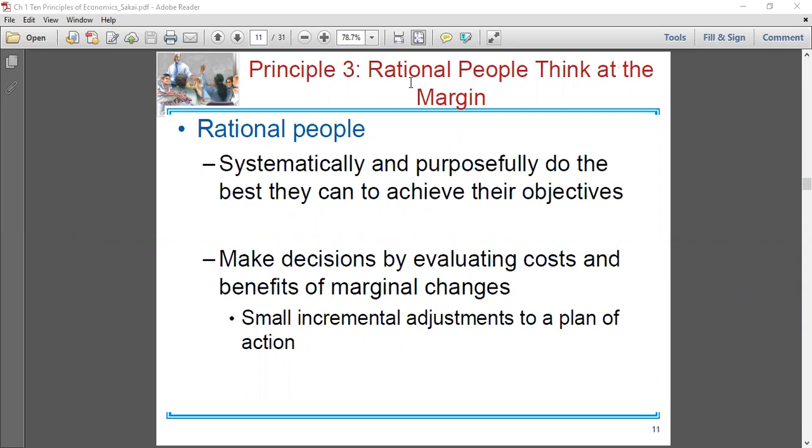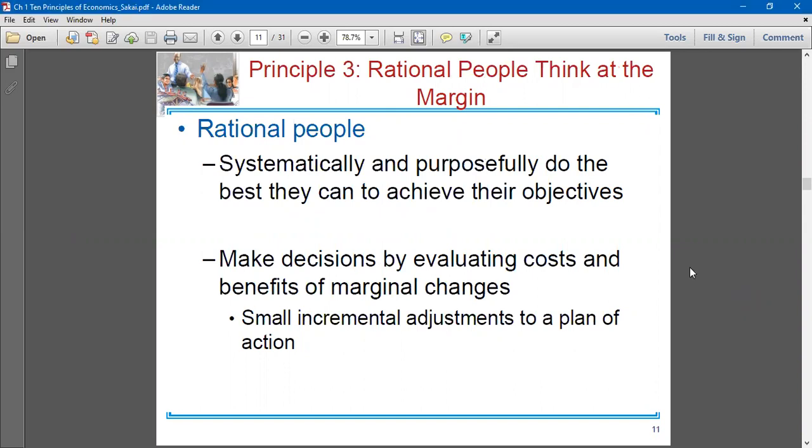And then the third one: rational people think at the margin. Now, if you are a rational human being in economics, there's an assumption called the ultra rational homo economicus. It means that all the economic agents are perfectly rational. If you're a consumer, you only exist to maximize your satisfaction. If you are a firm, you only exist to maximize your profit, nothing more, nothing less.